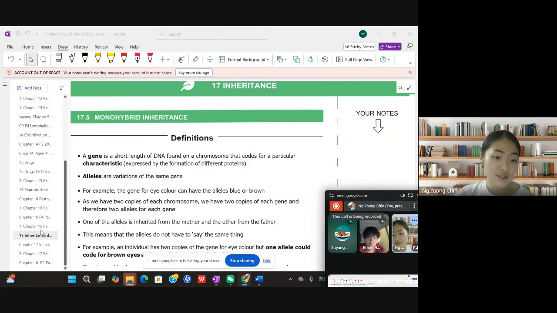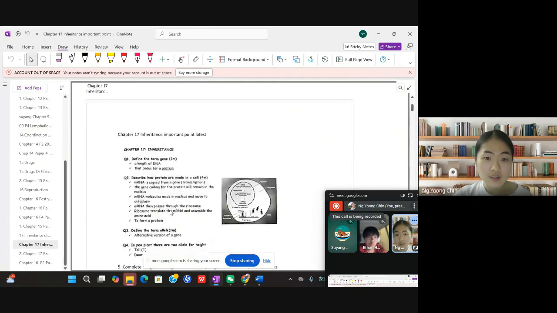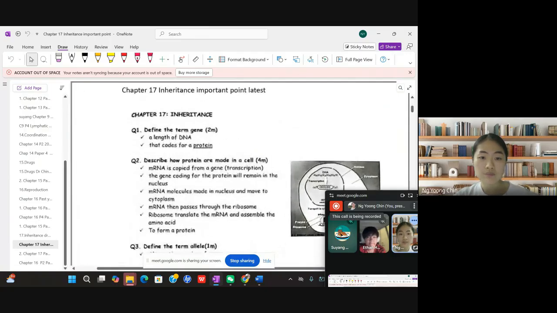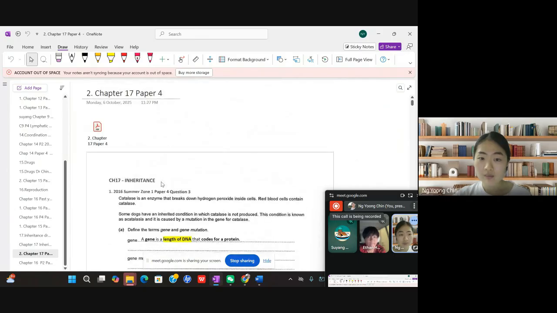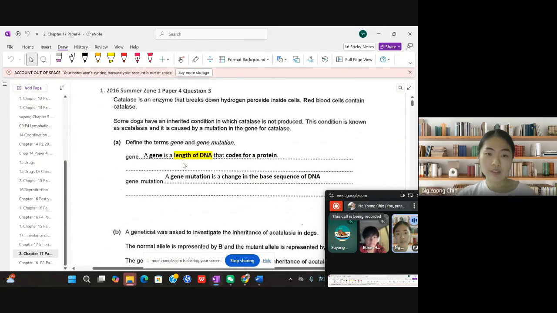Oh my god, time is almost up already. Okay, you can have a look at the question. Maybe I can show this one. 2016. Catalase is an enzyme that can break down hydrogen peroxide inside the cell. The red blood cell contains catalase. Some dogs have an inherited condition in which catalase is not produced. This condition is known as acatalasia, due to mutations in the gene for catalase.